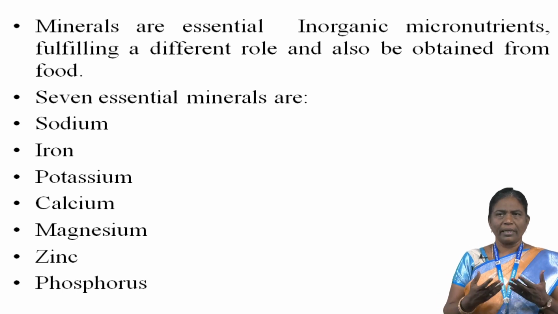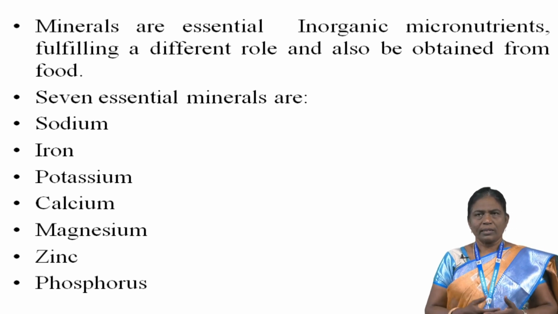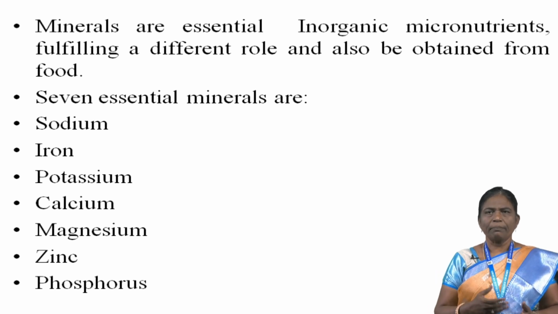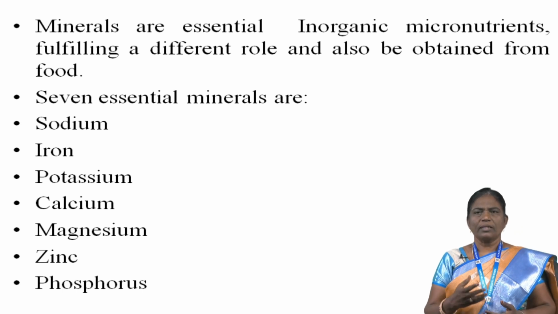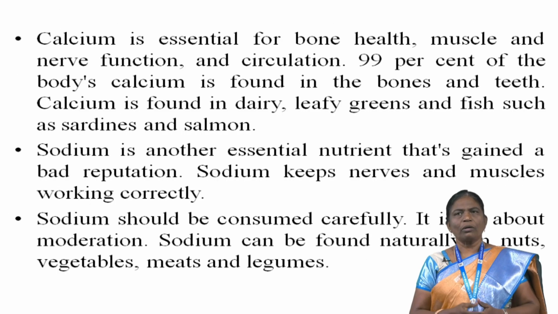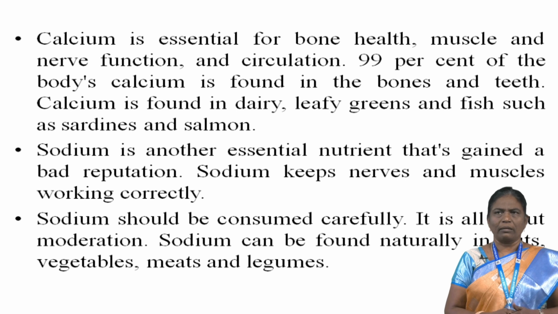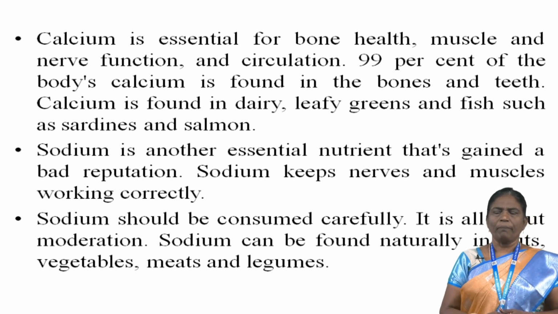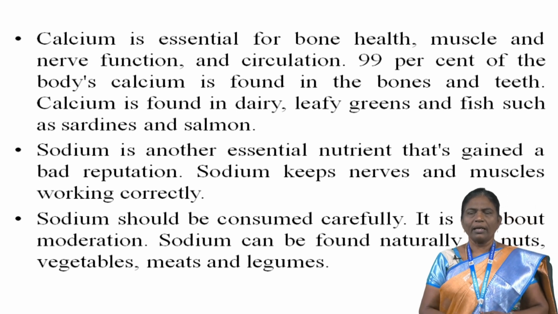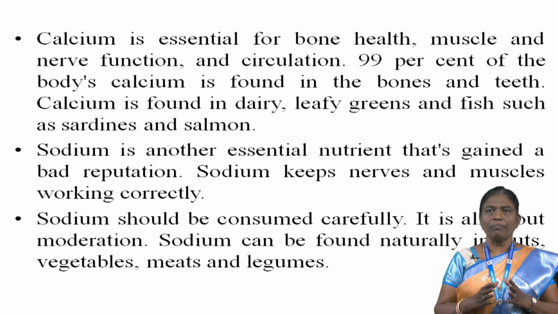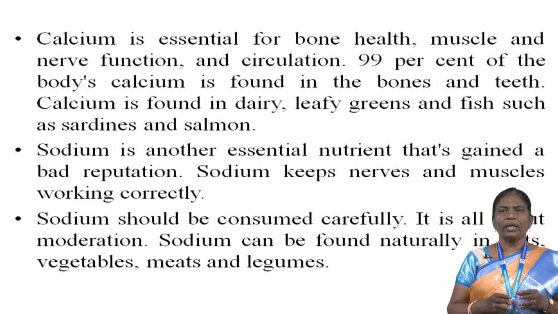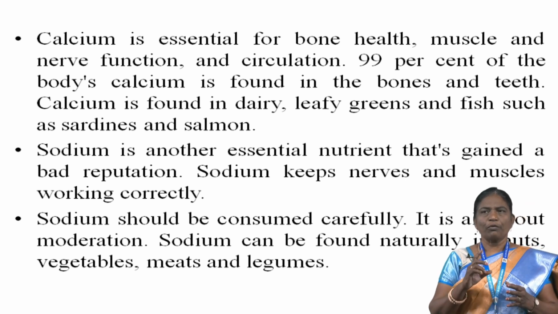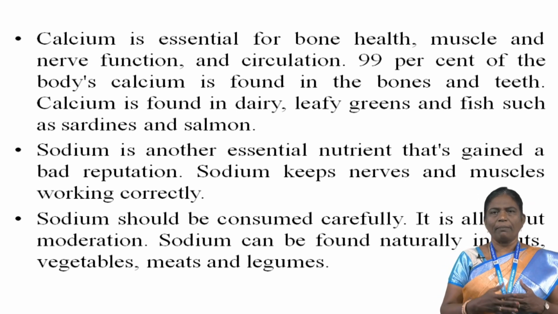Several essential minerals, some examples being sodium, iron, potassium, calcium, magnesium, zinc and phosphorus. Calcium is essential for bone health, muscle and nerve function and circulation. 99% of the body's calcium is found in the bones and teeth. Calcium is found in dairy, leafy greens and fish such as sardines and salmon.